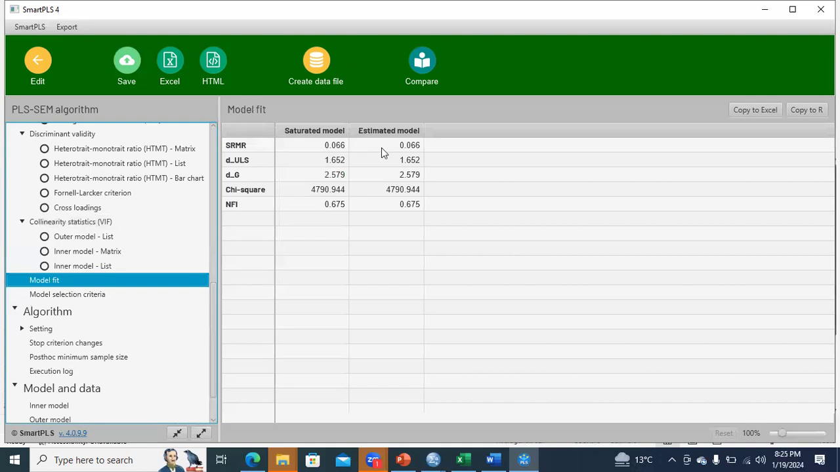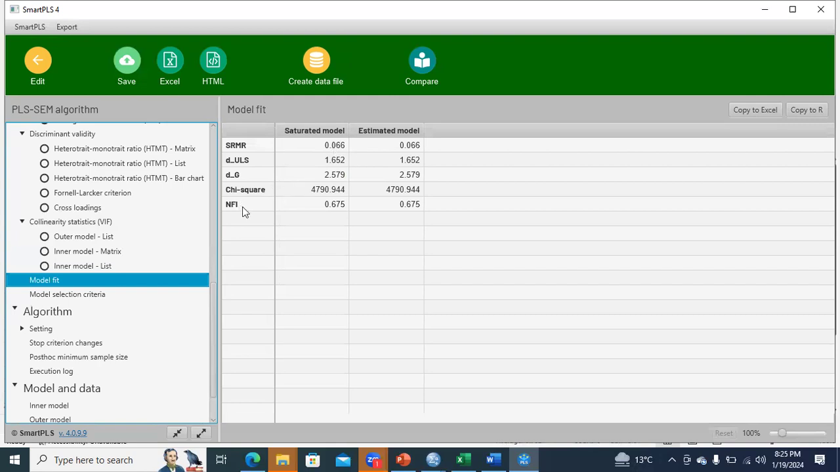So there is not any difference between the values of saturated model and estimated model. Both are same, but you need to understand that SRMR should be less than 0.08. So here it is less than 0.08. It means it is valid. As per the model fitness, it is valid.